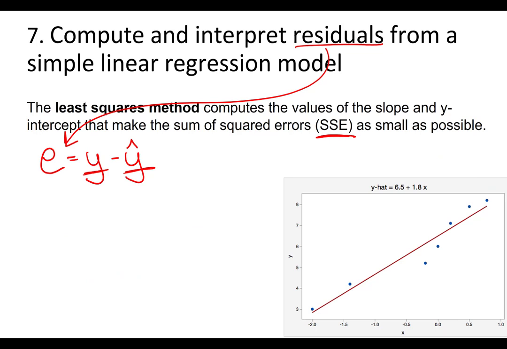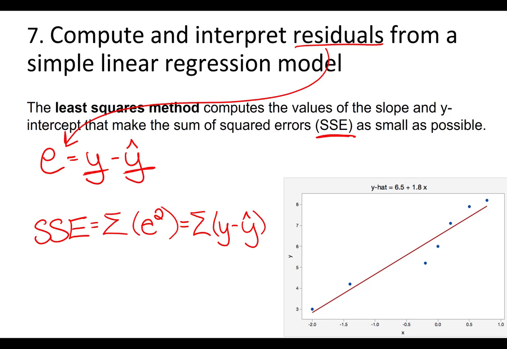The sum of squared errors, or SSE, is equal to the sum of all of those residuals squared. You might also see this written as the sum of every y minus y hat squared. You won't need to compute the sum of squared errors by hand. Minitab Express will do these calculations for you. You may be asked to compute the residual though. If you're asked for a residual, that is E.